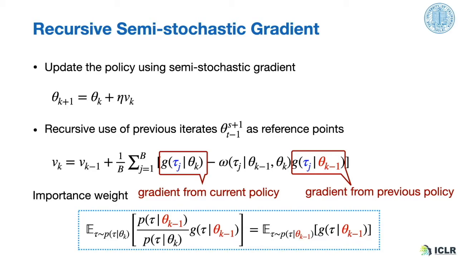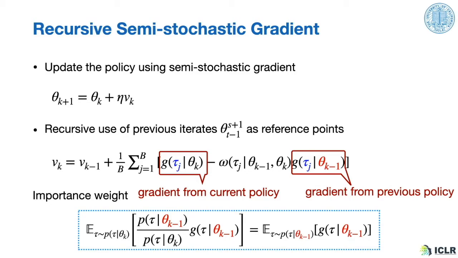The first term, Vk-1, is the semi-stochastic gradient used in the last iteration. The second term, G theta k, is the Monte Carlo estimator of the current policy. And the last term, G theta k-1, is the Monte Carlo estimator of the previous policy. The difference between Vk-1 and G theta k-1 is a control variate that reduces the variance of this stochastic approximation.